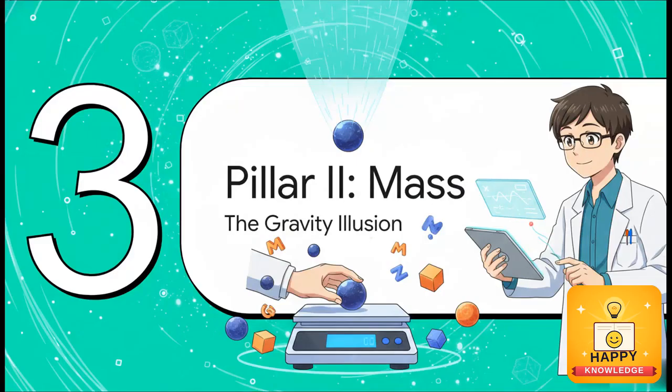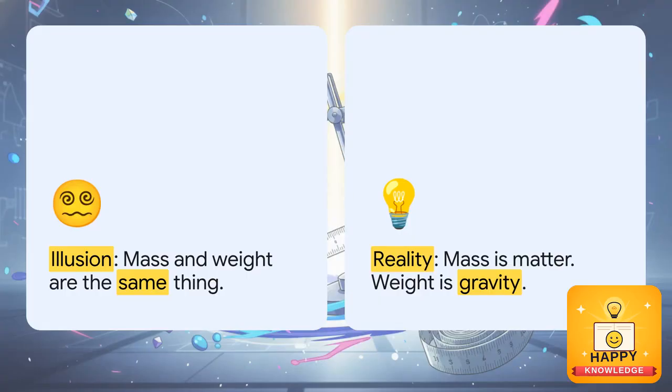Next up is Pillar 2, mass, the gravity illusion. Okay, when we measure mass in the lab, we usually just center the object on an electronic balance. But what exactly are we measuring here? This brings us to what I call the gravity illusion.